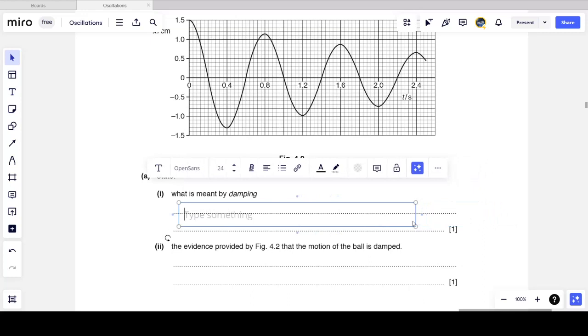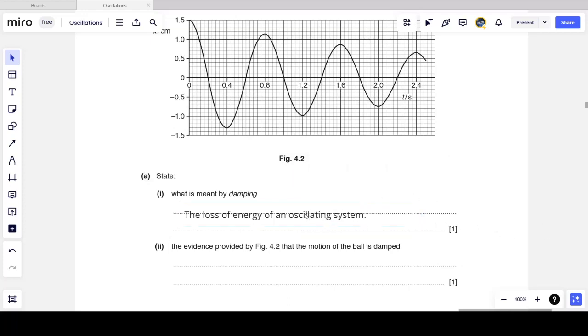Well, damping is when the amplitude of an oscillating system is reduced because the energy is reduced. But simply, damping is the loss of energy of any oscillating system or an oscillating object, whichever you prefer. So the mark scheme says the loss of energy, but I think more specifically damping is when an oscillating system loses energy, because we are talking about oscillations.